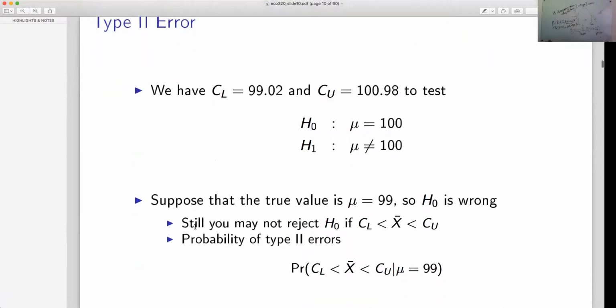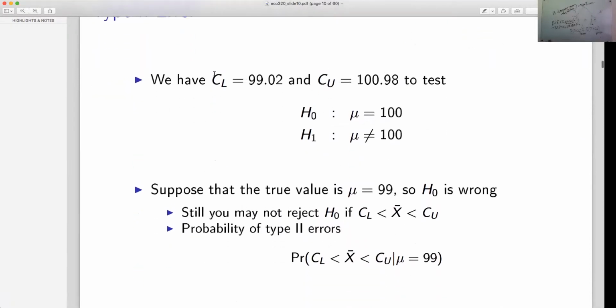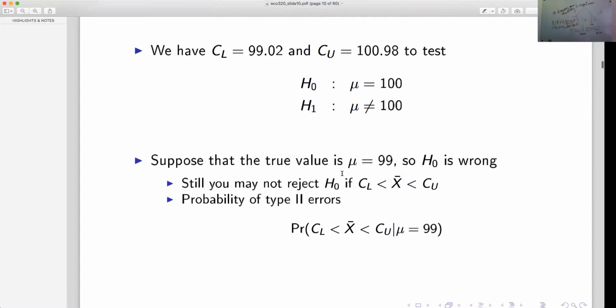Now type 2 error, on the other hand. These were the critical values for the upper bound and lower bound that we got from the previous case. Again, you should be able to recover this yourself. Our null hypothesis was like that. We are still dealing with two-sided, but I'm going to move to one-sided later. Suppose that mu is 99. Pretend that this is the actual value.